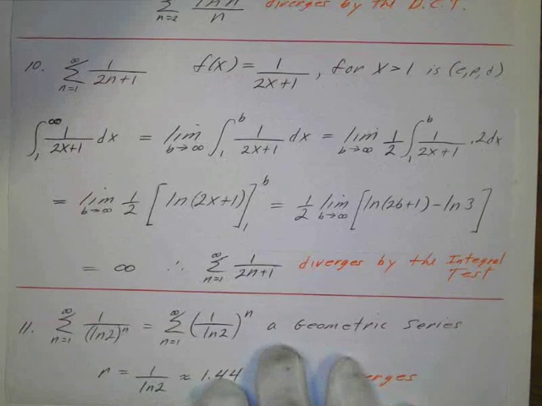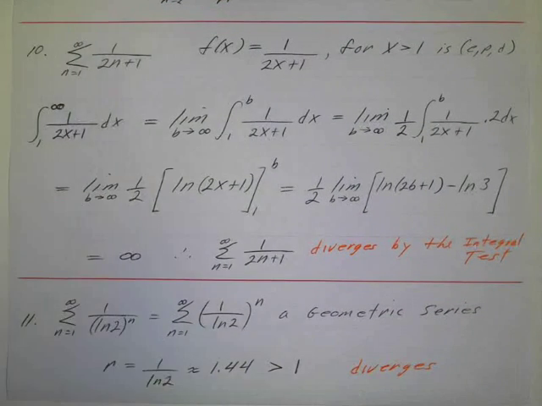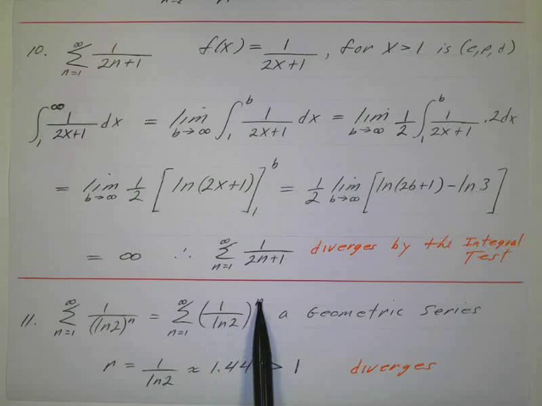And then number 11. If we look at number 11, I can rewrite this as 1 over the natural log of 2, all to the n, and now it looks like a geometric series with a common ratio of 1 over the natural log of 2. That's my ratio. When n equals 2, I just multiply by that, so that's my common ratio. If I put that in my calculator, that ends up being approximately 1.44, which is greater than 1. Therefore, the series diverges.